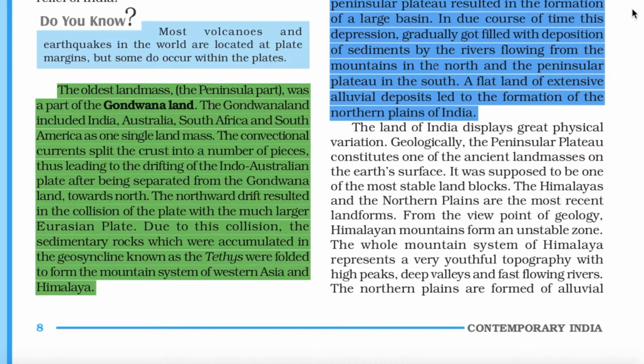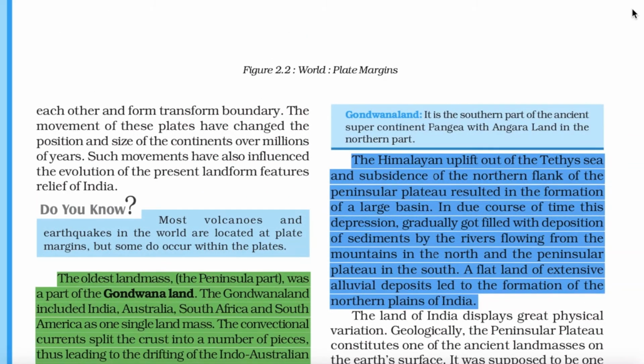The northward drift resulted in the collision of the plate with the much larger Eurasian plate. Due to this collision, the sedimentary rocks which were accumulated in the geosyncline known as the Tethys were folded to form the mountain system of Western Asia and Himalaya. Gondwana land is the southern part of the ancient supercontinent Pangaea, with Angara land in the northern part.